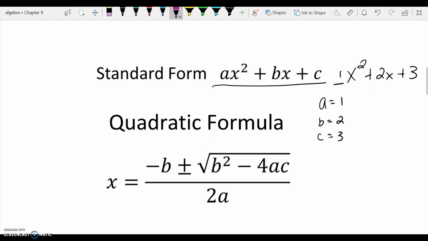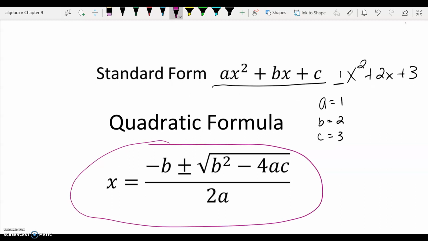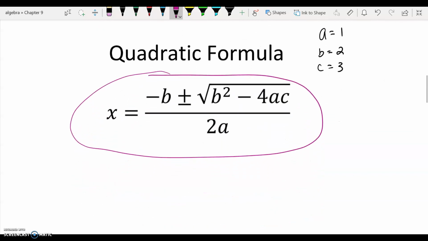So hope you guys enjoyed that. But that is the quadratic formula. So you definitely need to write this down on your piece of paper somewhere or memorize a song, memorize something to help you know the formula.